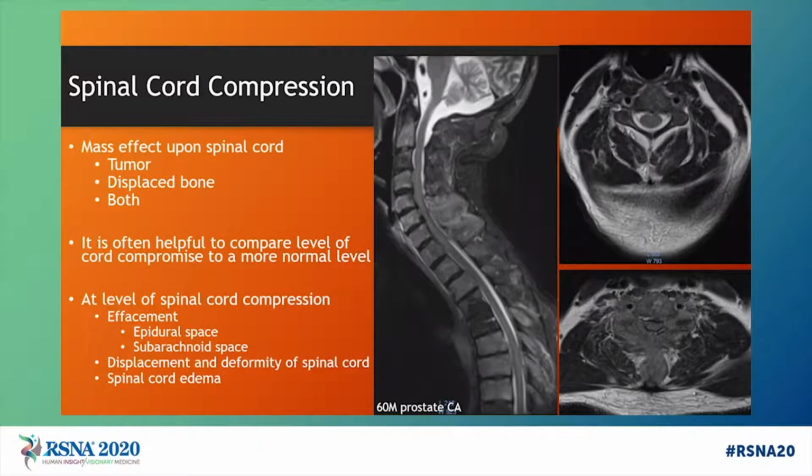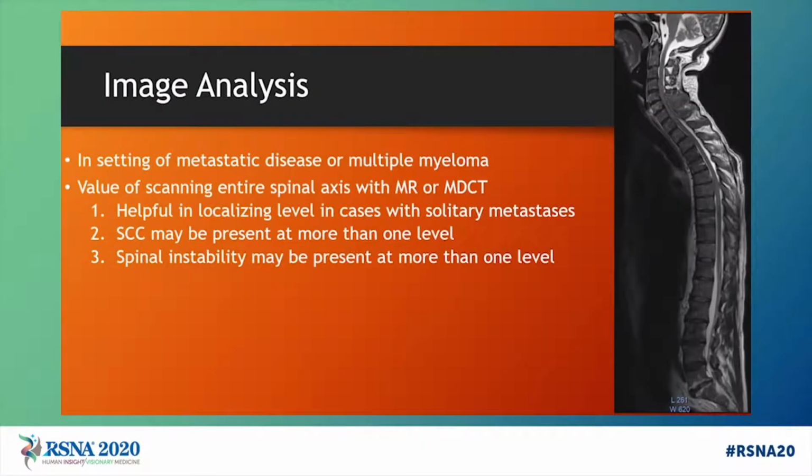In the setting of metastatic disease or multiple myeloma, it's often helpful to obtain images of the entire spinal axis with either MR or multi-detector CT. This helps to localize levels in cases where there's a solitary lesion. It's also helpful in determining if there's more than one level of spinal cord compression or spinal instability.